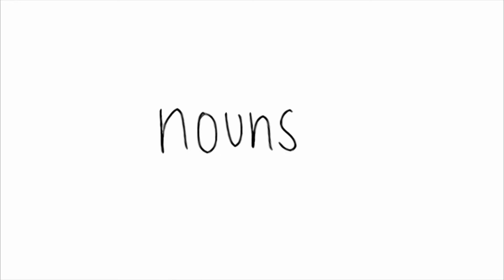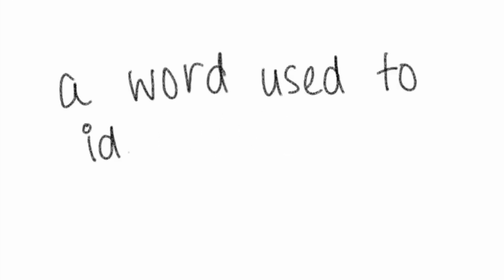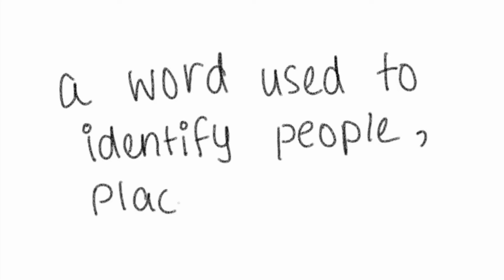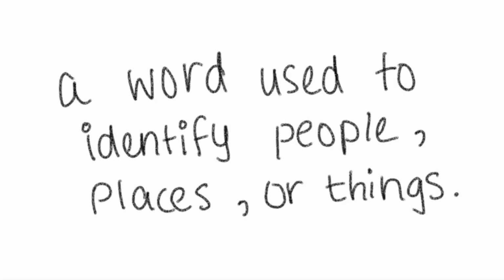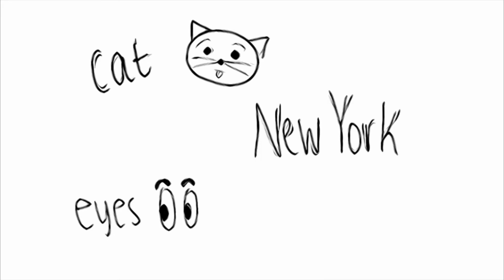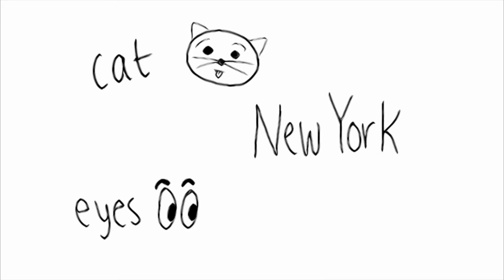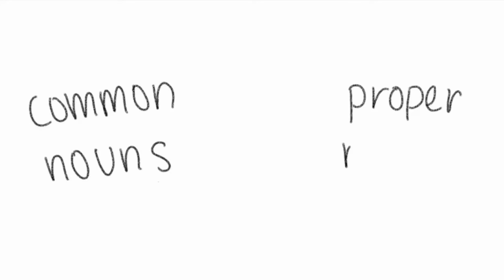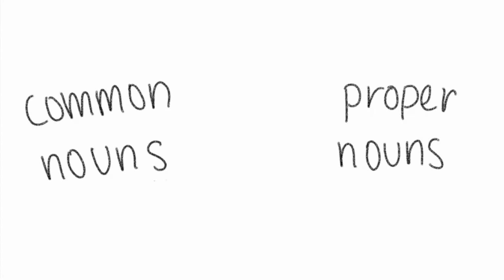So let's get started. Today, we're going to be talking about nouns. A noun is a word used to identify people, places, or things. Nouns are all around us. Cat, New York, eyes. These are all examples of nouns. And nouns can be further divided into common nouns and proper nouns.